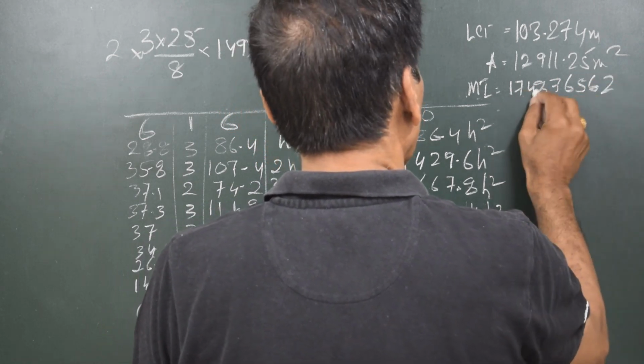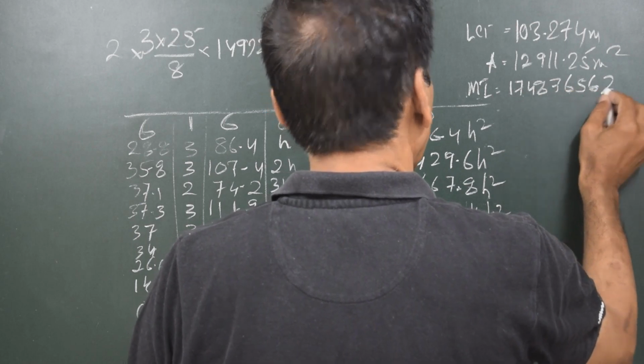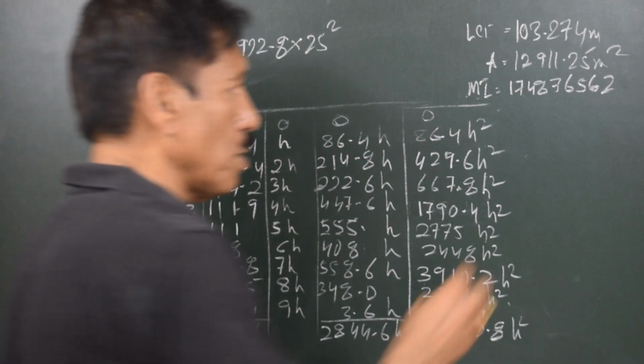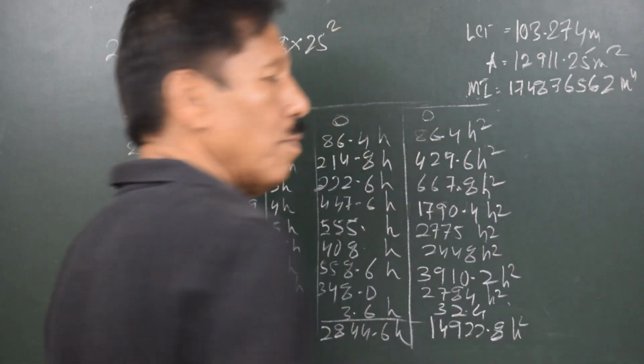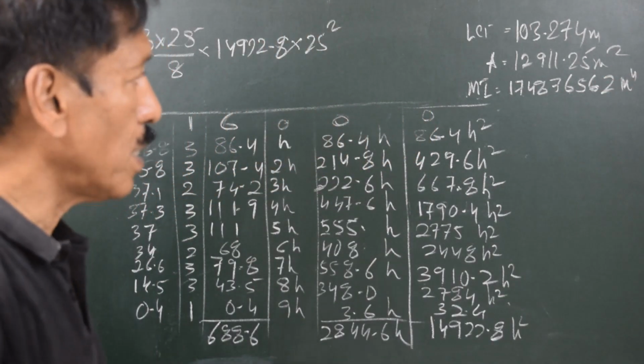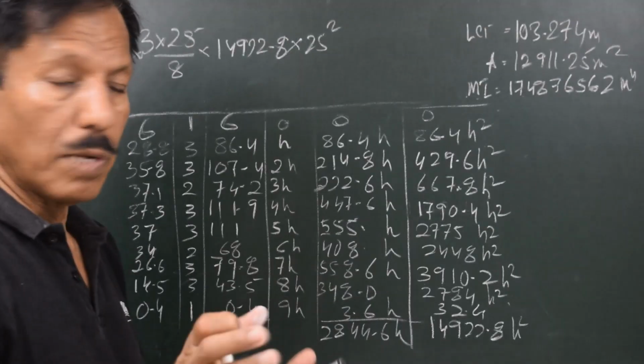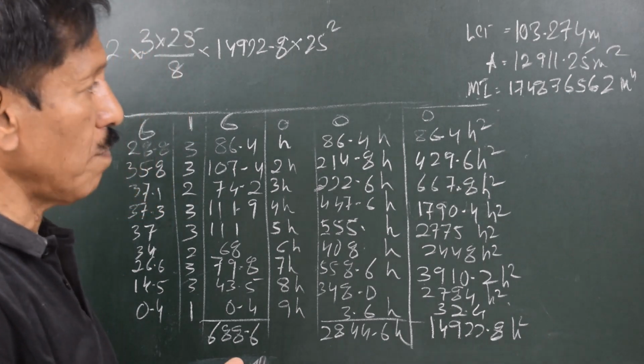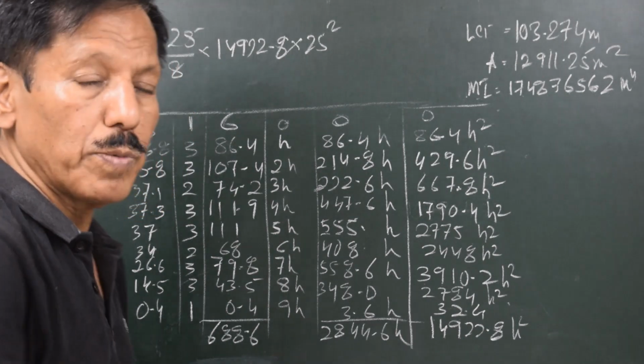1,748,76,562.5. So 1, 2, 3, 4, 5, 6, 7, 8, 9. You need to confirm how many digits for moment of inertia, because this is meter raised to 4. I'm not interested in the digits after the decimal, but at least the number of digits you should confirm. Right, so 174,876,562 meter raised to 4. This is the moment of inertia.